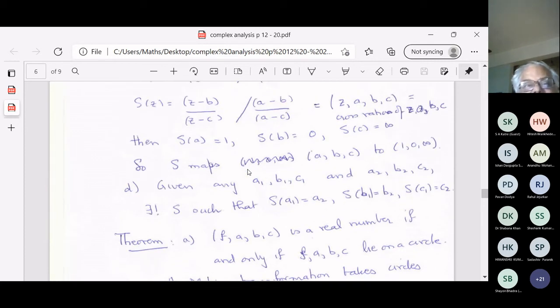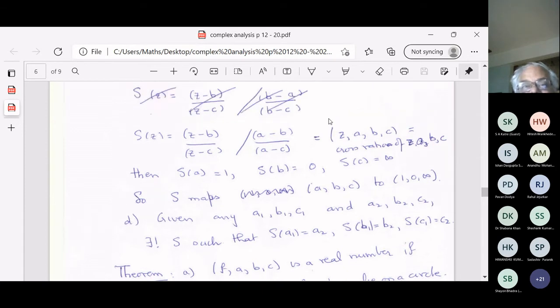Have I not written this down? I've written it down. Okay, so the unique Mobius transformation that takes A, B, C to 1, 0, infinity is denoted by this bracket, Z comma A, B, C, which is (Z minus A)(Z minus B) over (Z minus C) divided by (A minus B) over (A minus C). And this is called the cross ratio of Z with A, B, C.